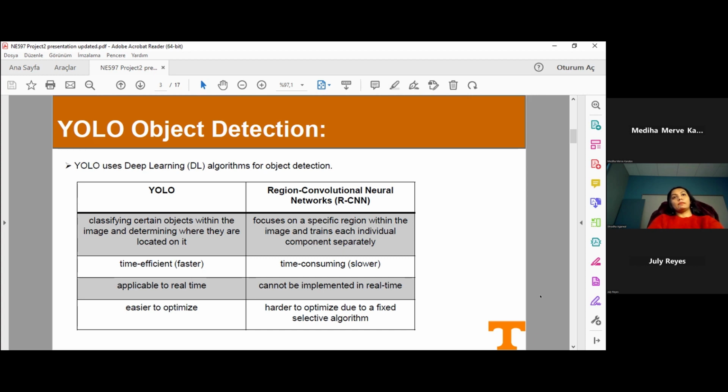YOLO is faster, but RCNN is slower. YOLO is applicable in real time, and RCNN cannot be implemented in real time. I will give details in later slides. And YOLO is easier to optimize, and RCNN is harder to optimize.